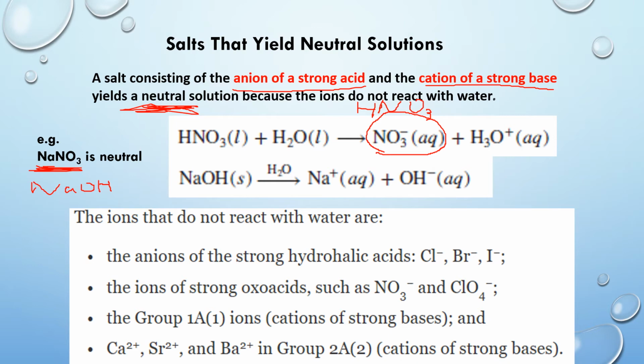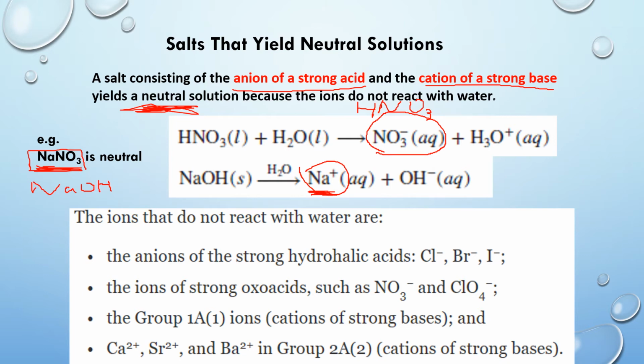When it exists in water, this sodium cation will be surrounded by the water molecules, but it will not react with water molecules. So it doesn't change the amount of proton or hydroxide. So when you have this sodium nitrate, generating these two ions, and both of them do not react with water, you're going to generate a neutral solution.